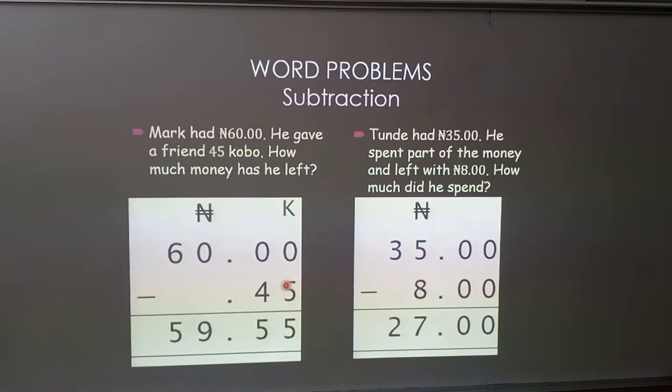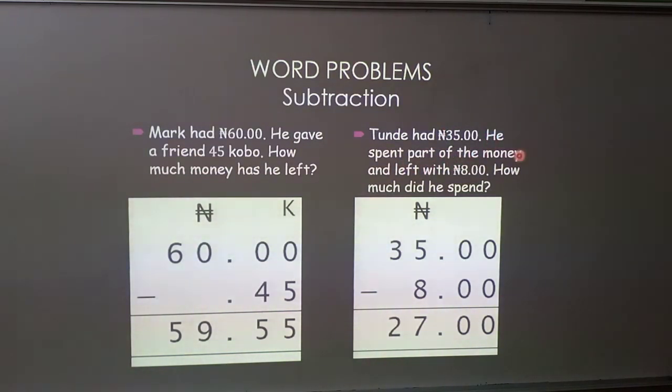10 minus 5 is 5, and the remaining 9 here minus 4 is 5. Remember, 9 was remaining here. 9 minus nothing is 9, and we took 1 from 6 and it became 5, so we bring down that 5. Our answer is 59 under the naira column and 55 under the kobo column. 59 naira, 55 kobo.